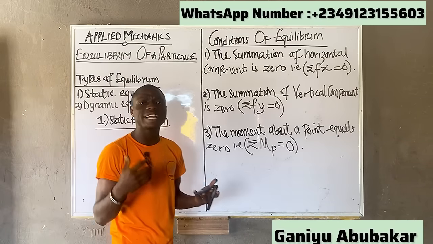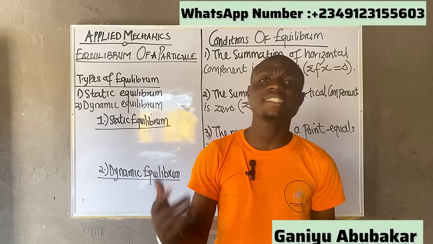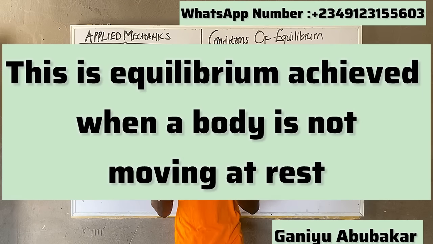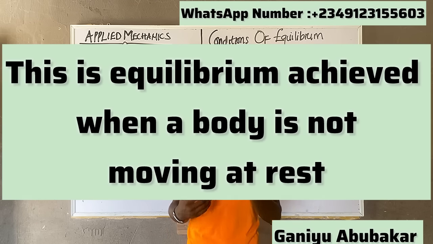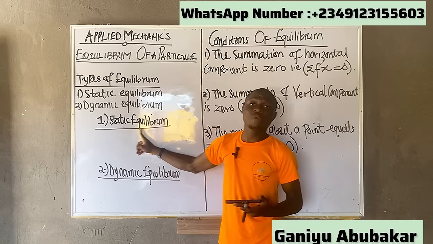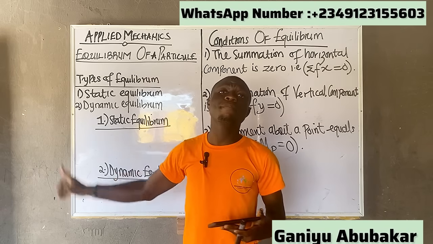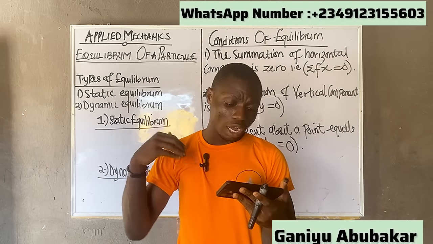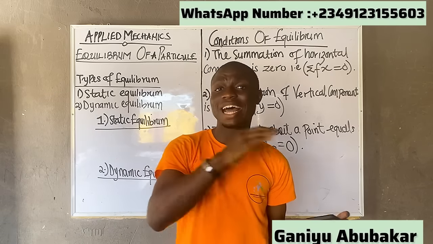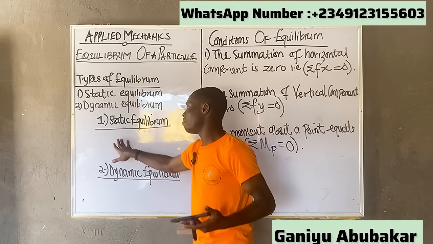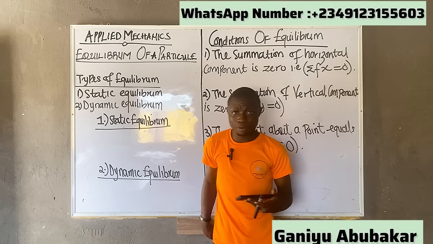Let's explain static equilibrium. What is static equilibrium? Static equilibrium is an equilibrium achieved when a body is not moving and at rest. That's basically how you define static equilibrium.